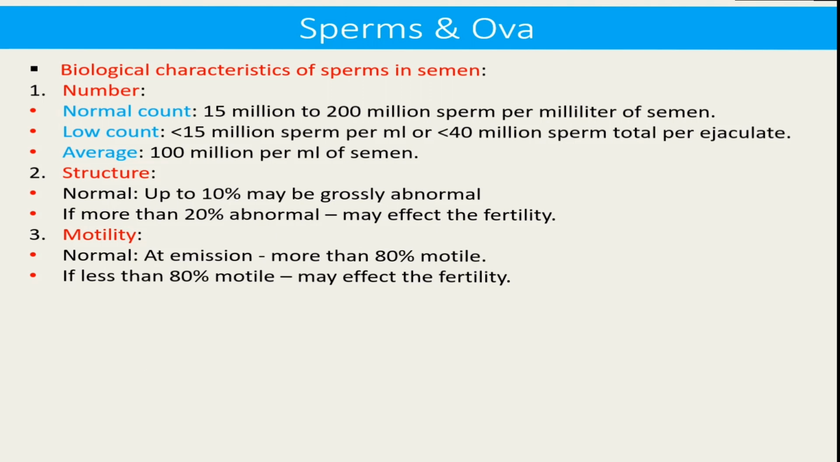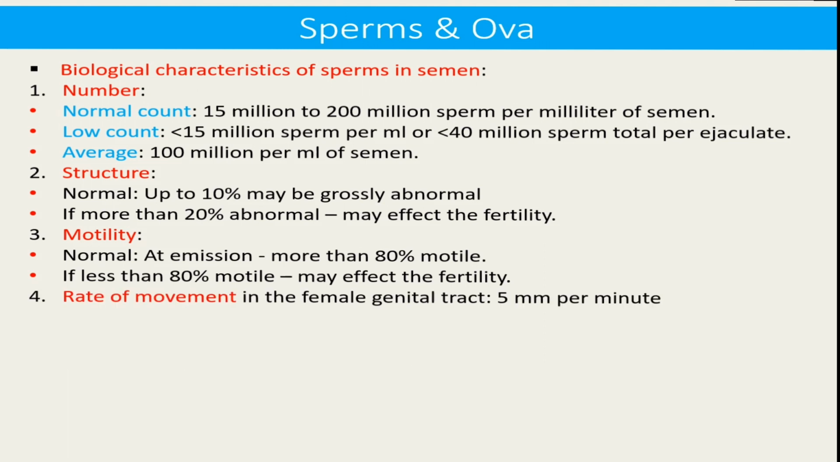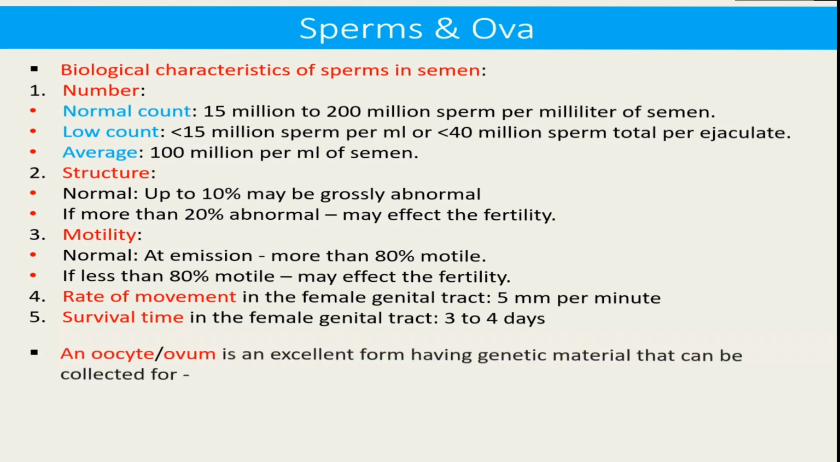As regards the motility of the sperm, at emission in a normal individual, more than 80% of the sperm are motile. If motility drops below 80%, it may affect the fertility. Sperm travel at the rate of 5 millimeters per minute in the female genital tract, and a sperm can survive for 3 to 4 days in the female genital tract.